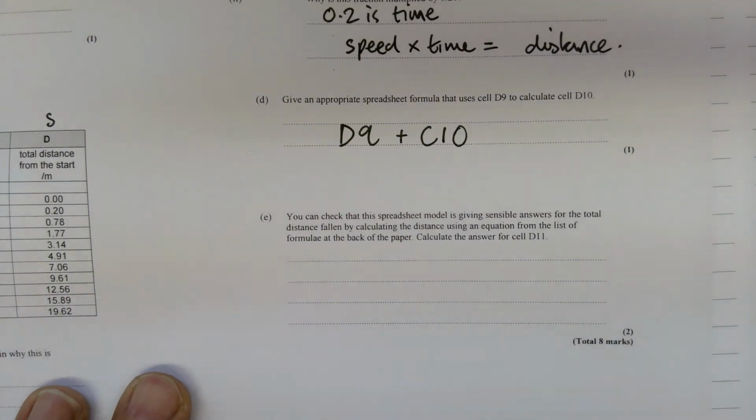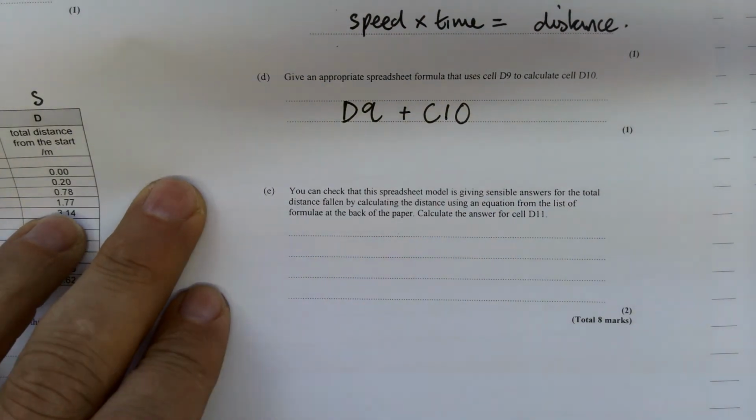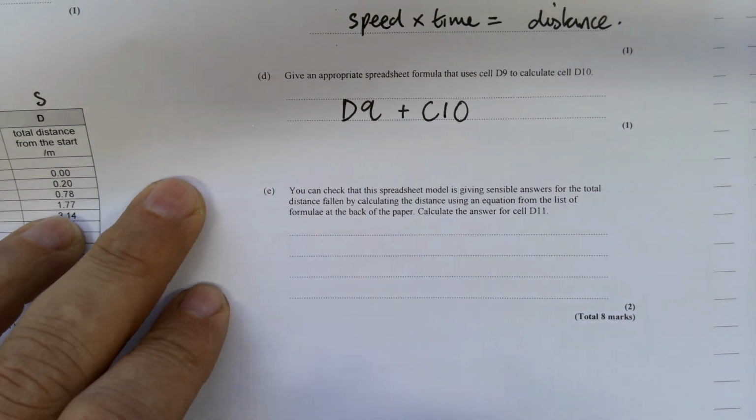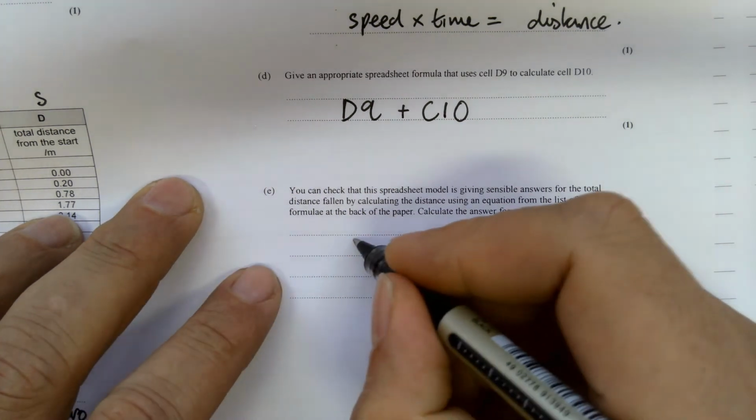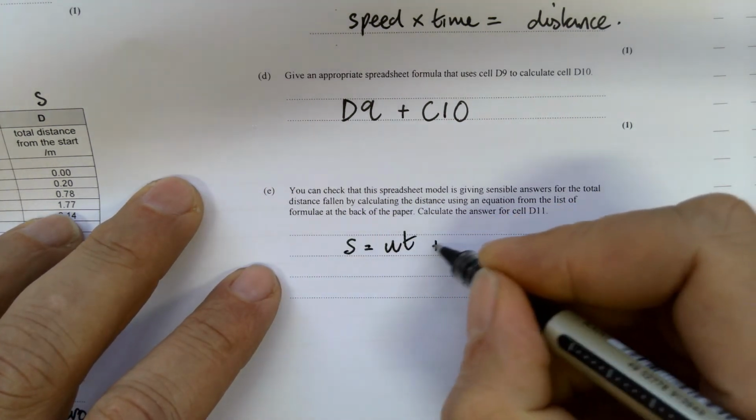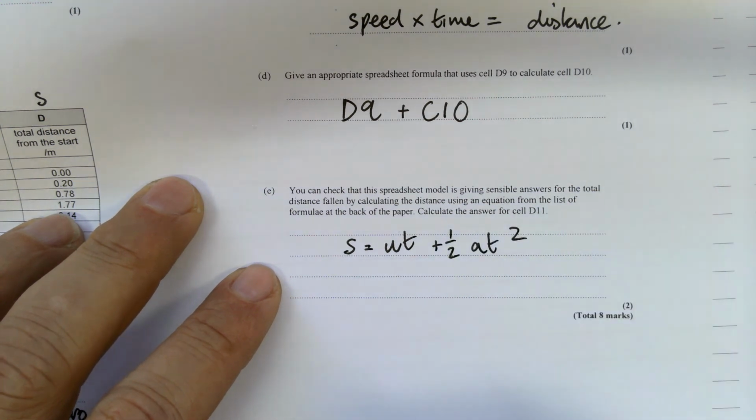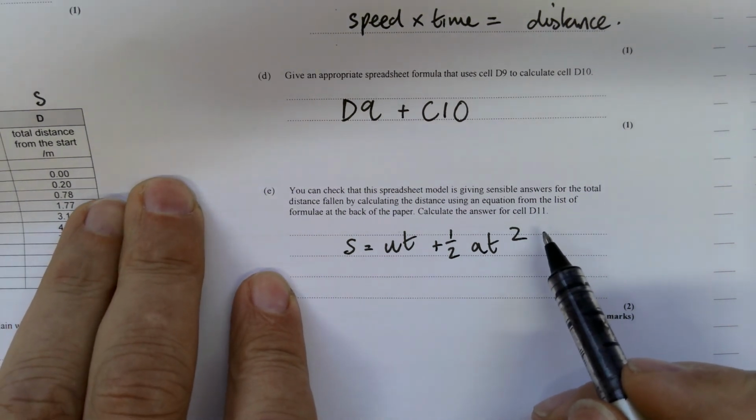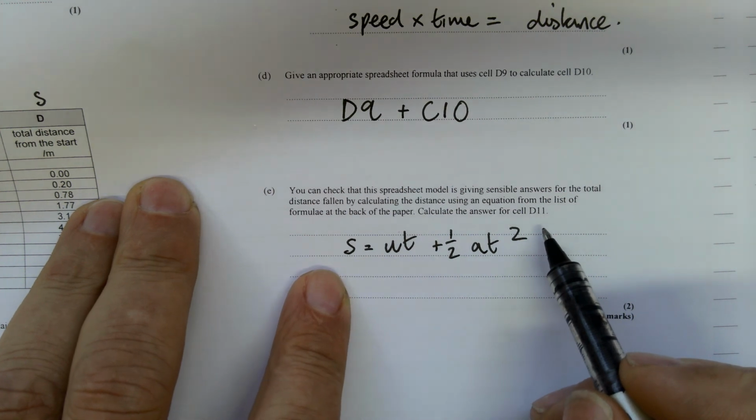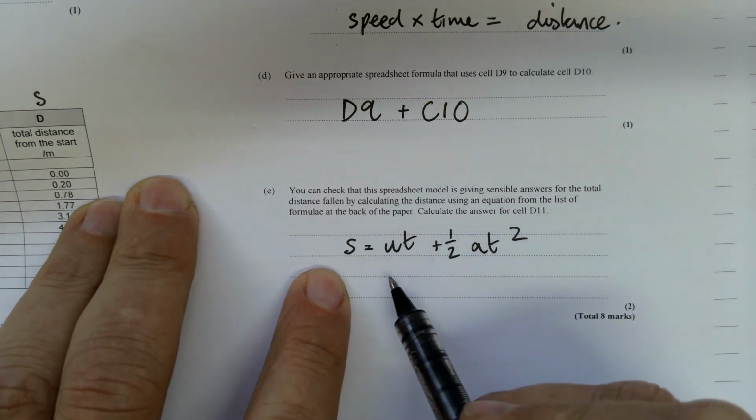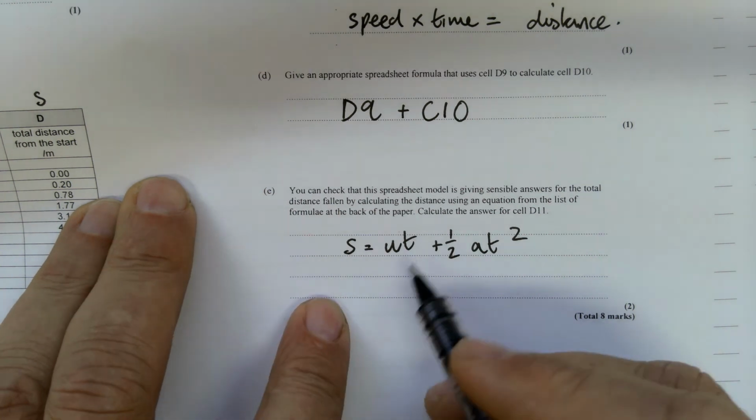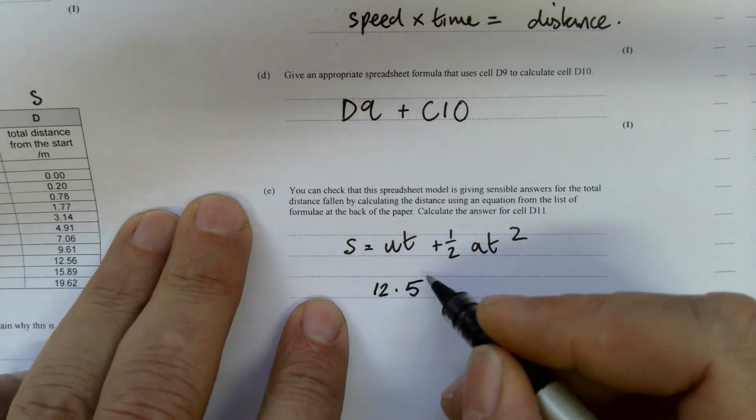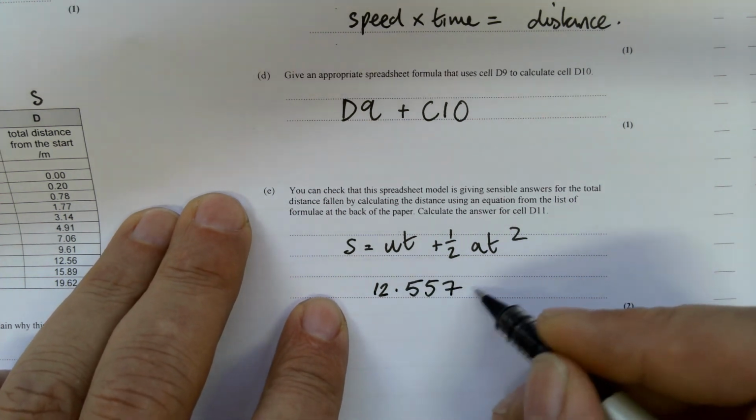And then finally, you can check this spreadsheet model is given sensible answers for the total distance fallen. Well, I'm running out of time. The bell's just gone and I'm being thrown out of school. So very quickly, you can use s equals ut plus half at squared. And you can then calculate the cell D11, the total distance fallen there, and the answer comes out at s equals 12.557 meters.